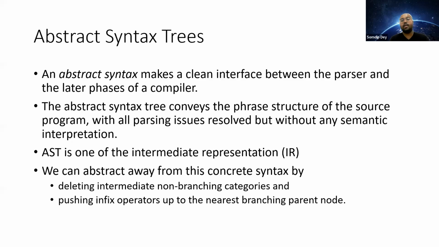AST, or abstract syntax tree, is actually one of the intermediate representations that will be further used by the compiler, like other processes in the compiler. We can abstract away from the concrete syntax tree by deleting intermediate non-branching categories and pushing infix operators up to the nearest branching parent node. If you still feel a bit confused after listening to this, don't be, because we will take a specific example and see how you can have a concrete syntax tree and convert that to an abstract syntax tree.